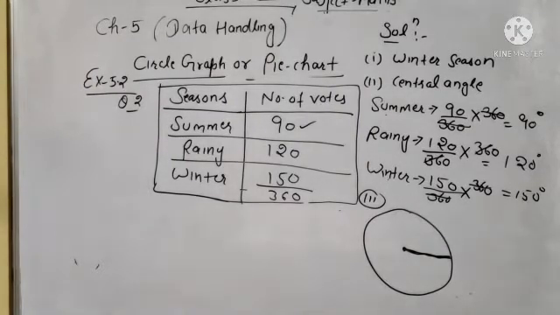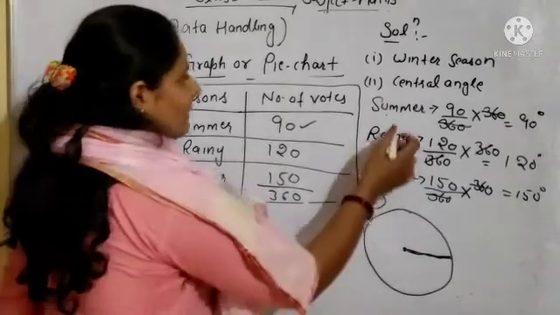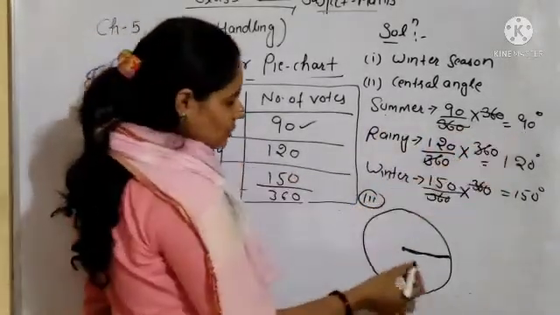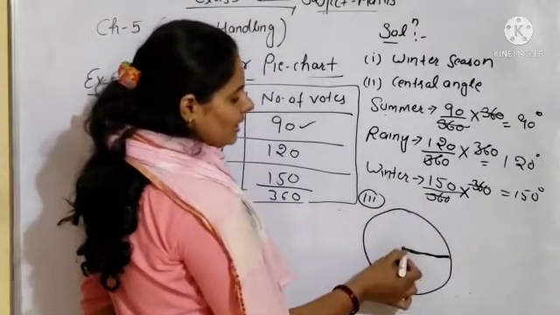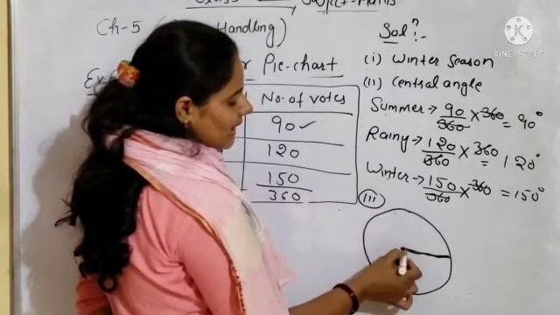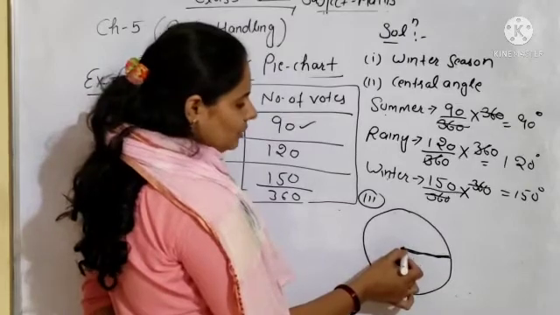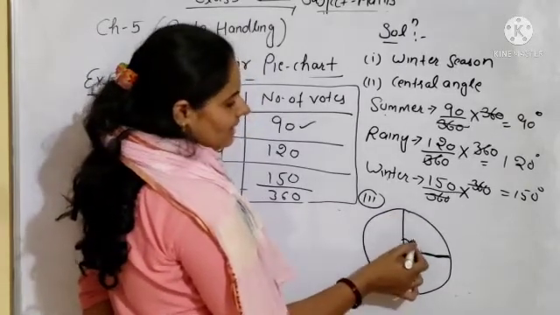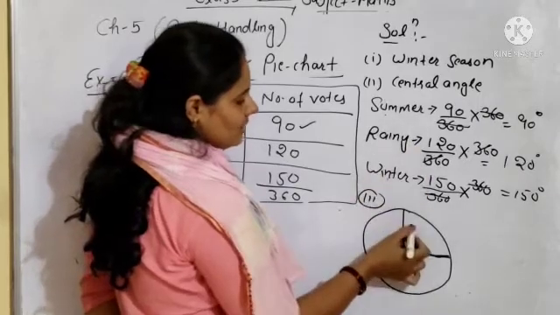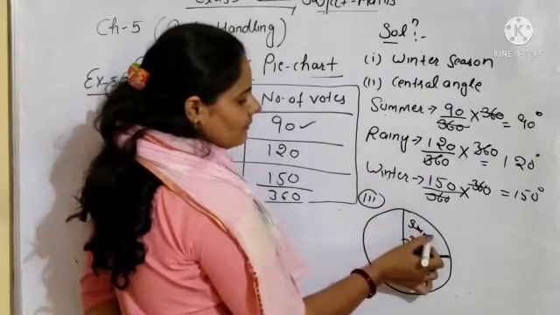After that you have to draw all the seasons. For example, summer season is given 90 degrees. So take your protractor, put it at this point, and draw an angle of 90 degrees. It will be a simple straight line at 90 degrees, and this is summer season.